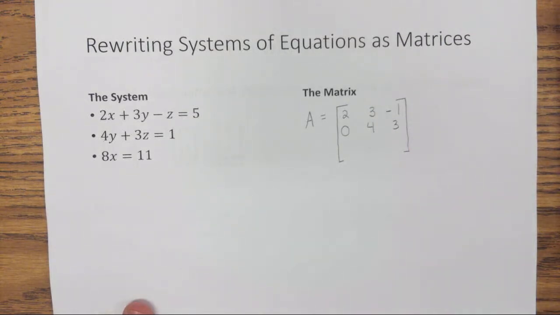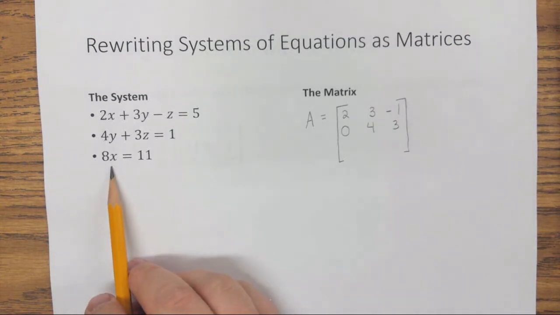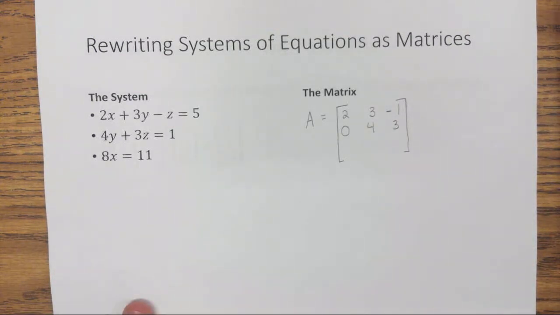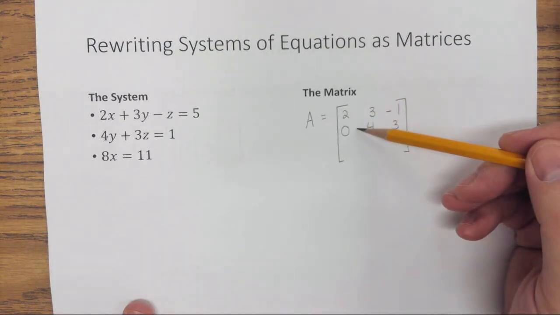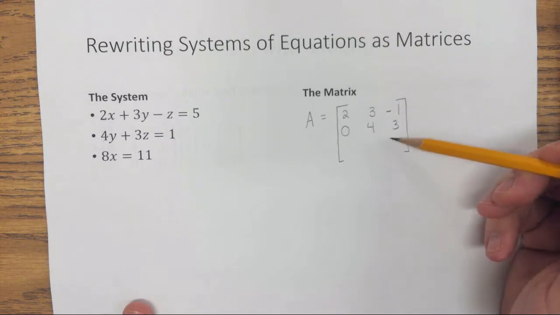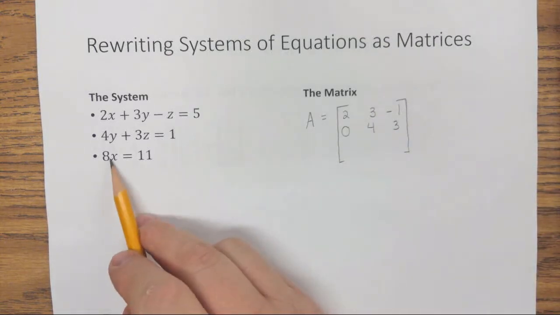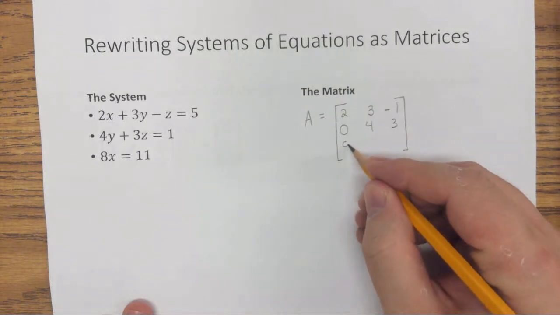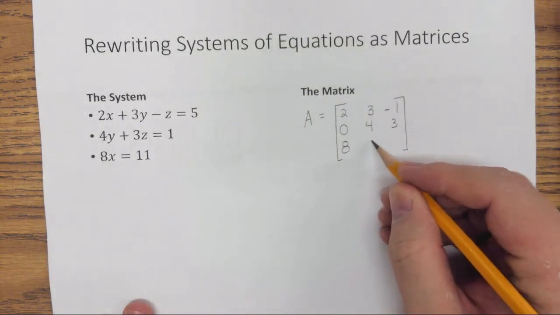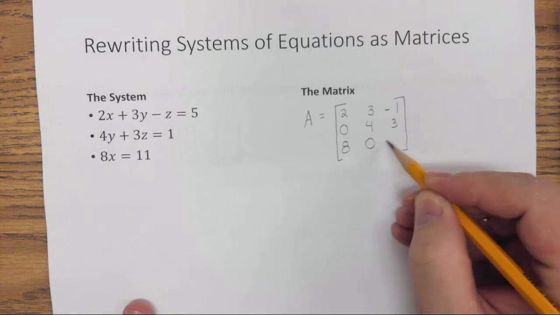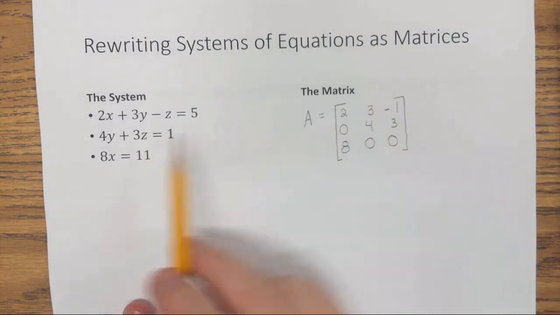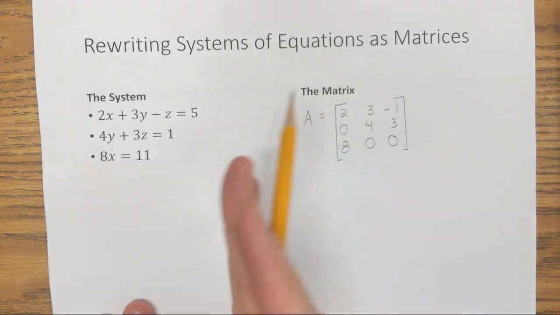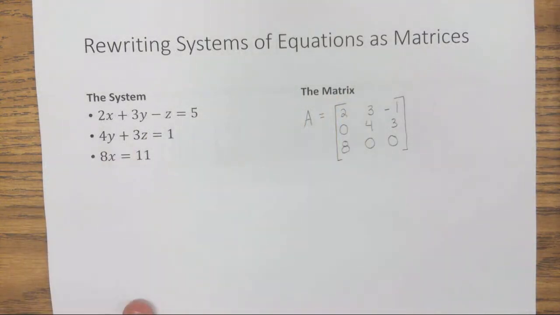Now let's do the last row. I see I've got an 8x, but I don't have a y and a z. Similar to what we did up here when we didn't have the x, we put a 0 in. We're going to put 0 in for the y and the z. So the coefficient on the x is going to be 8, and then for the y and the z, I'm just going to put a couple zeros. That's the matrix that goes along with everything to the left of my equal sign.